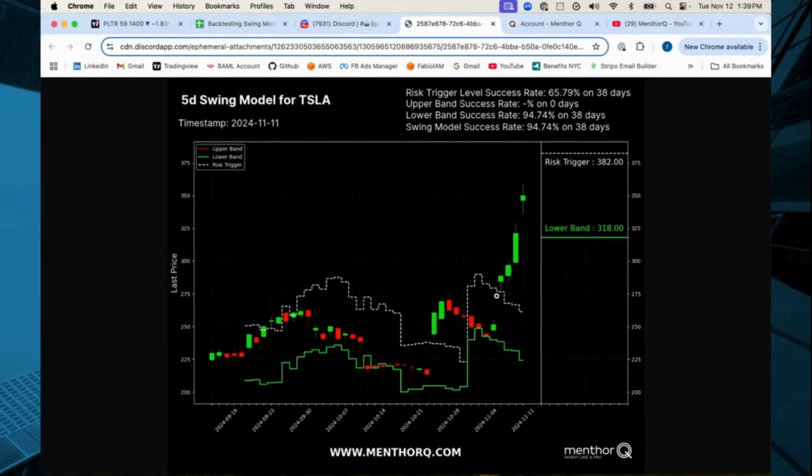And in this case, as you can see, we had the lower band right here, so bullish bias, and the risk trigger was broken because we had the election results and bullish momentum for Tesla. But at the same time, if you were to trade long, short, or sell spreads, you would have been profitable in this case right here.